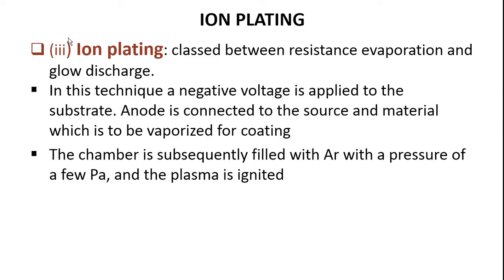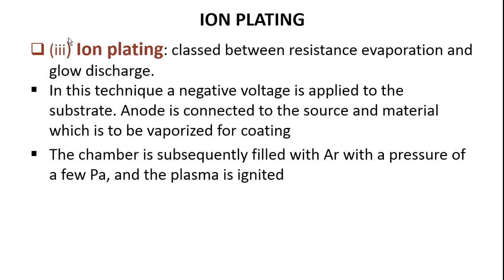So what is meant by ion plating? Ion plating is actually a cross between resistance evaporation and glow discharge sputtering. Usually this method is classed between the resistance evaporation method of physical vapor deposition and the glow discharge method. So in this technique, a negative voltage is applied to the substrate.